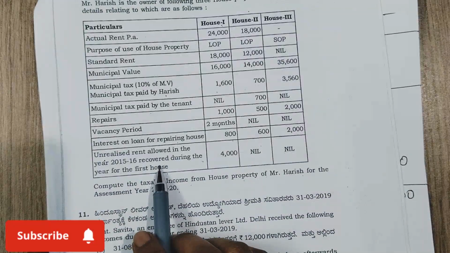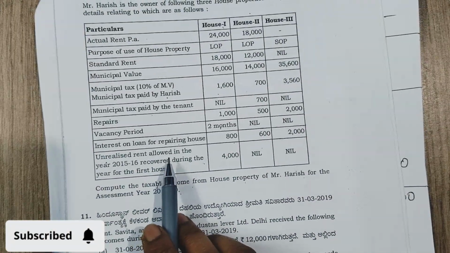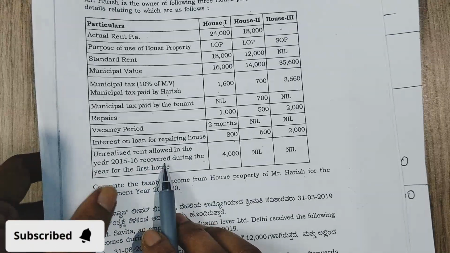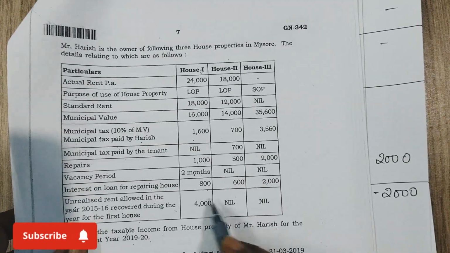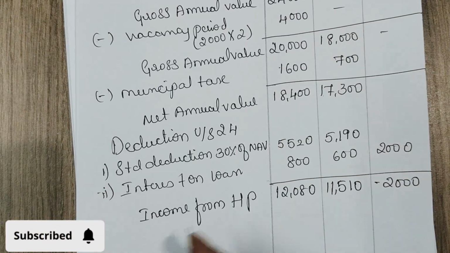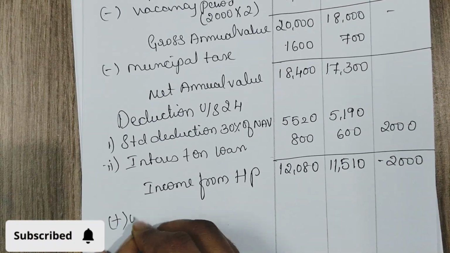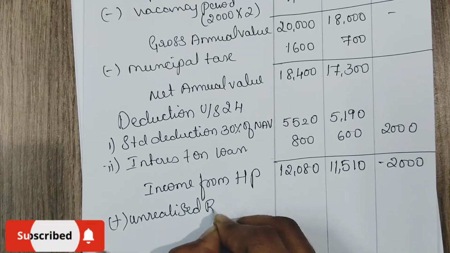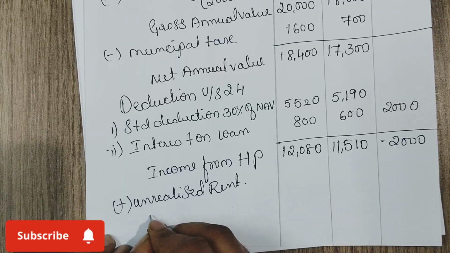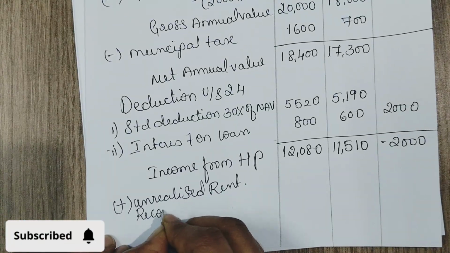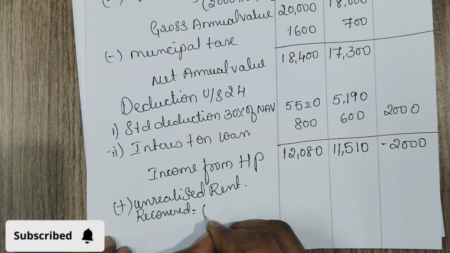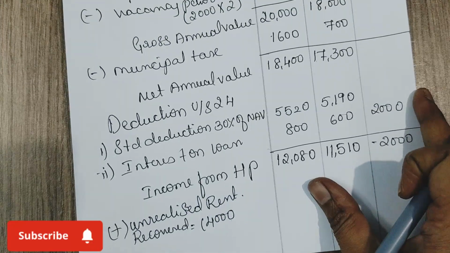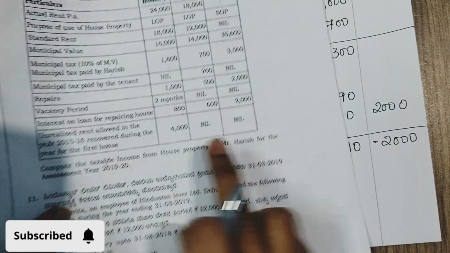If any unrealized rent is there, that we are going to deduct. Now the unrealized rent has been recovered, so this should be added. How are you adding? The whole amount you are not adding. How to add that one? Add unrealized rent recovered. 4,000 is the unrealized rent. It is given. The recovered amount is 4,000.